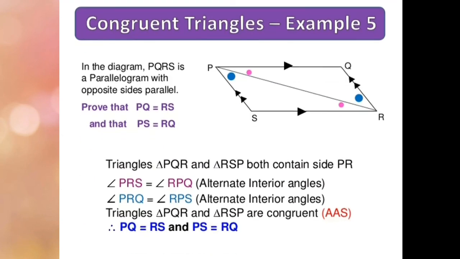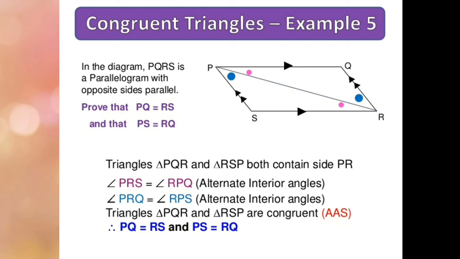So, congruent triangle example number 5. In the diagram, PQRS is a parallelogram with opposite sides parallel. Prove that PQ is equal to RS and that PS is equal to RQ. As you observe in the parallelogram, we have two triangles, and we are going to prove that PQ is equal to RS. Okay, then PS is equal to RQ.